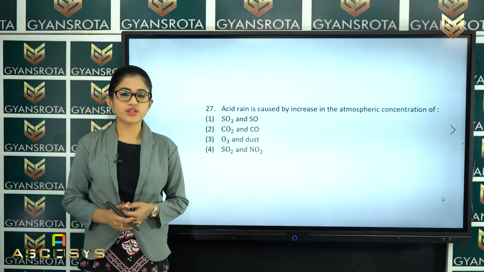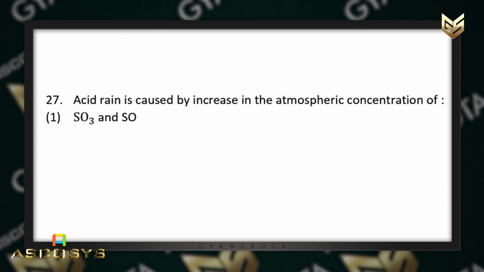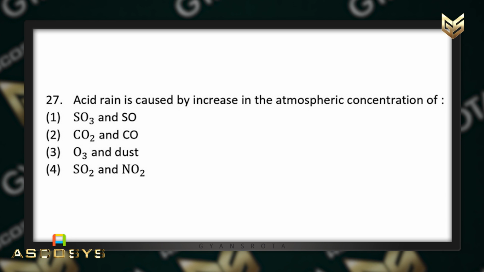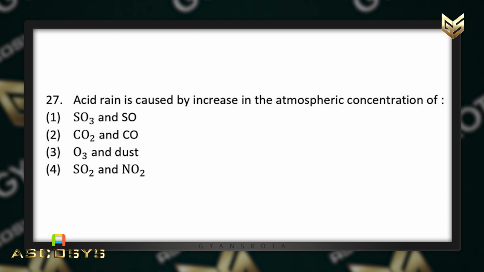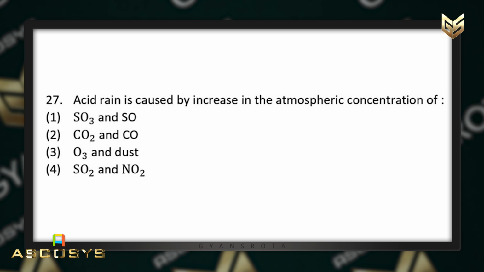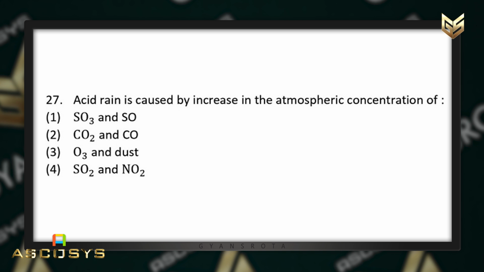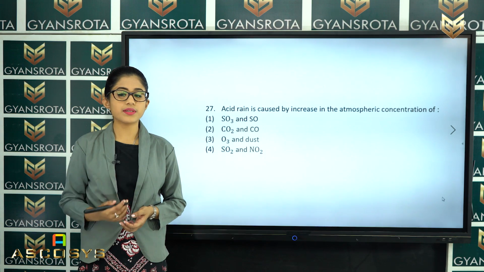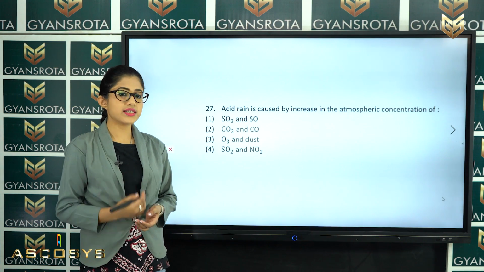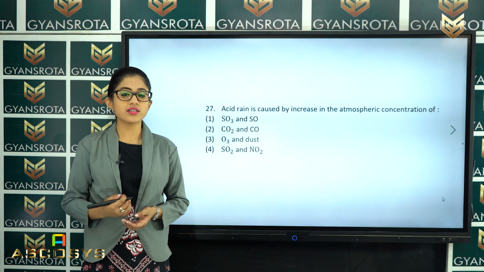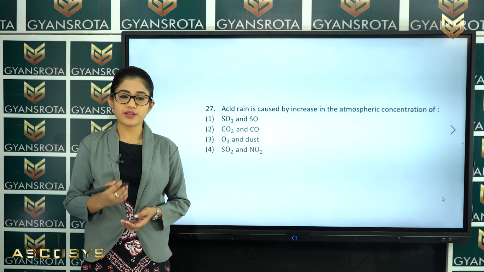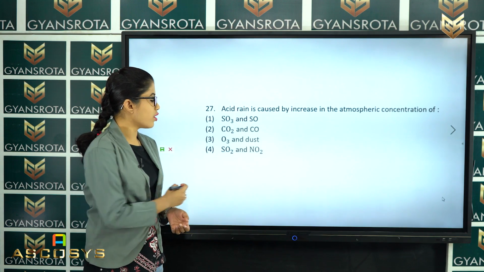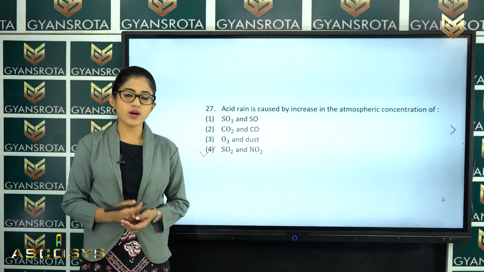Now, the next question is question number 27. Acid rain is caused by increase in the atmospheric concentration of sulfur trioxide and sulfur monoxide, or carbon dioxide and carbon monoxide, or the third is ozone and dust, and the fourth is sulfur dioxide and nitrogen dioxide. So, this is from the chapter Environmental Issues. We have discussed here that acid rain is caused by sulfur dioxide and nitrogen dioxide. So, among these 4 options, option number 4 is the correct answer to this question.